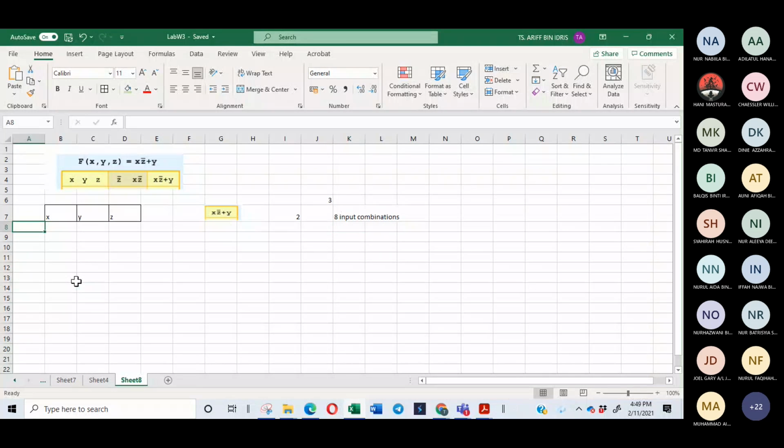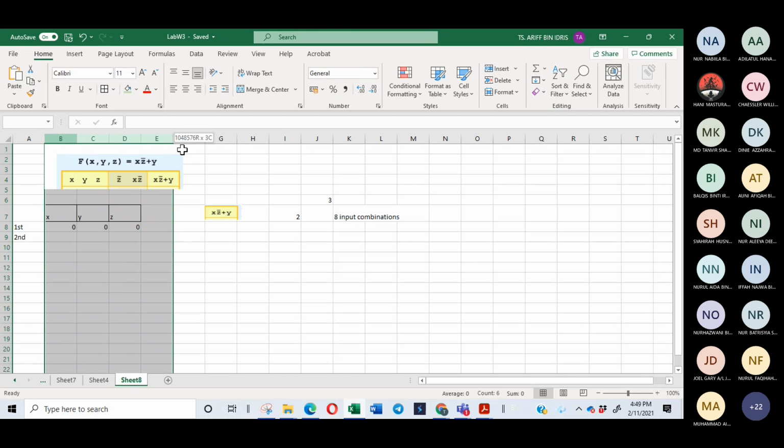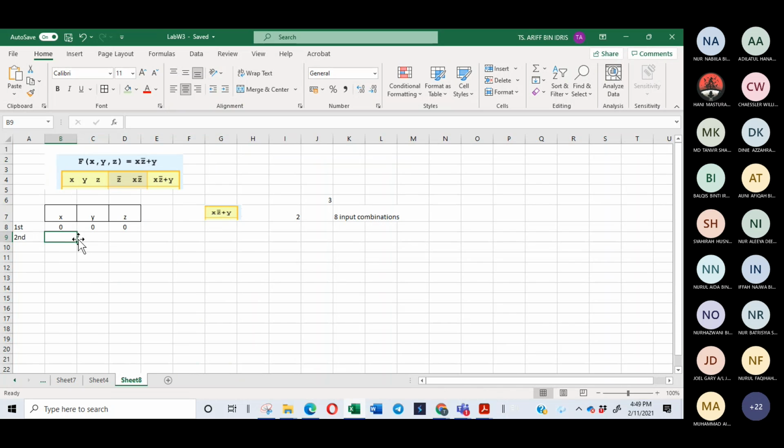The first input combination, and then the second one, we just go through together. What is the first input combination, class? 0, 0, 0. Excellent. So let me centralize this one. X, Y, Z is 0, 0, 0.